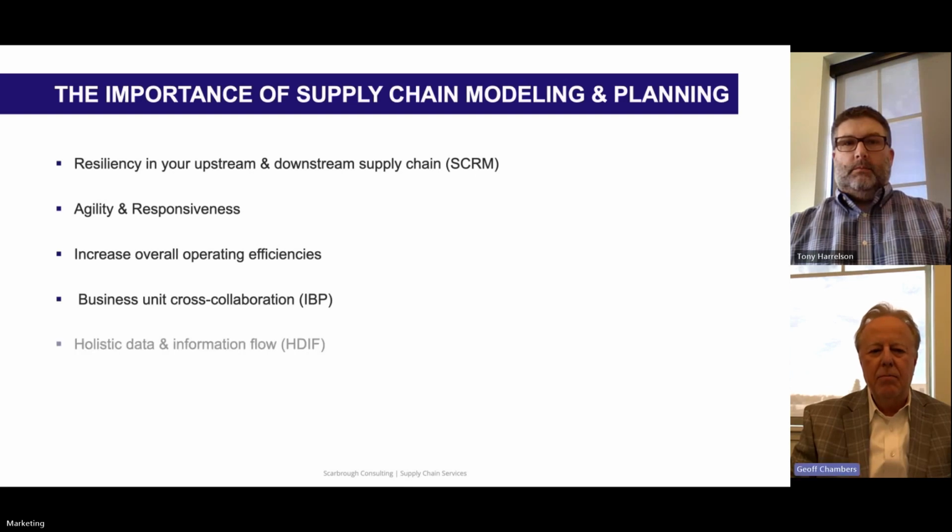The next one is holistic data and information flow. Again, logistics is known for a lot of acronyms. We're introducing some new acronyms that you might not have seen before, but you've heard about. We'll address those as we go through the different models. As we go on to the next slide.